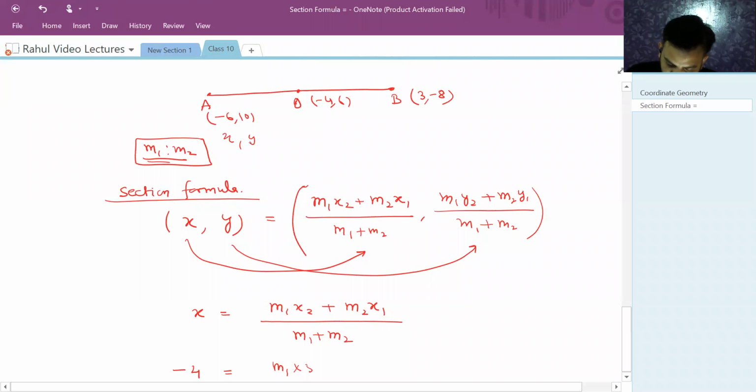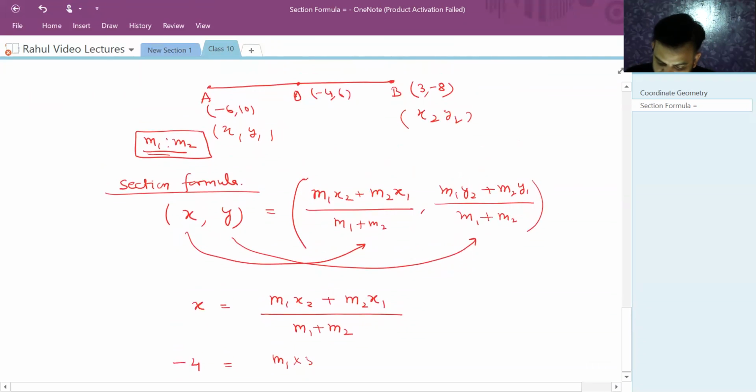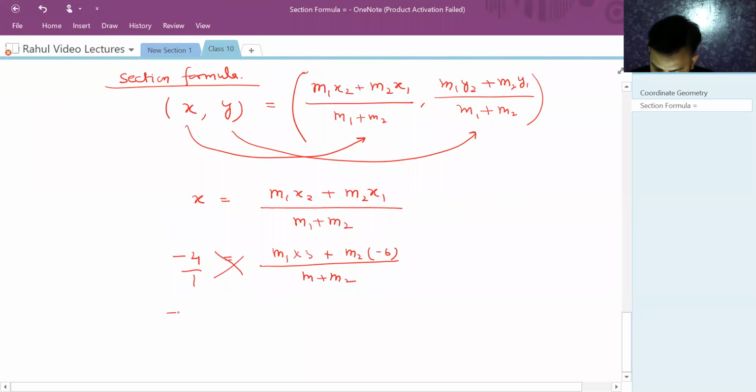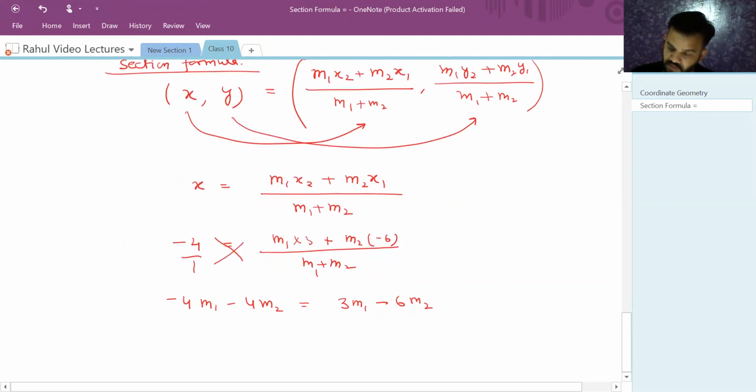Suppose this is your x1 y1 and this is your x2 y2. And x1 is your minus 6 divided by m1 plus m2. Now cross multiply. So minus 4 m1 minus 4 m2 will be equal to 3 m1 minus 6 m2. Okay, understood? Now you have to just transfer m1 to the left side, m2 to the right side.